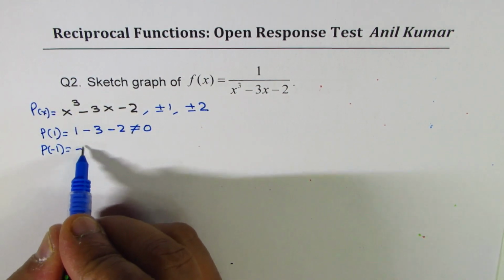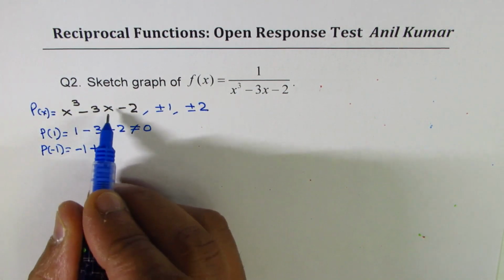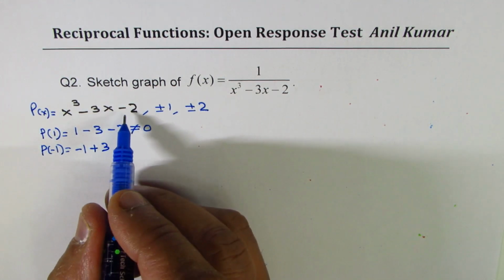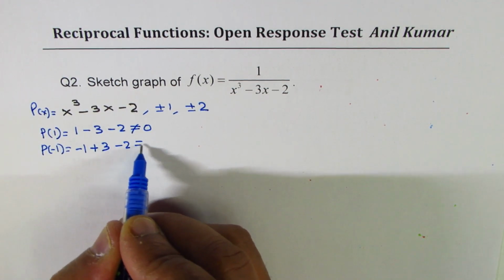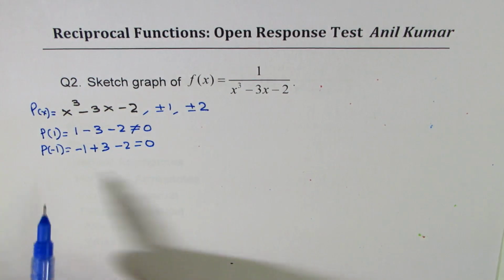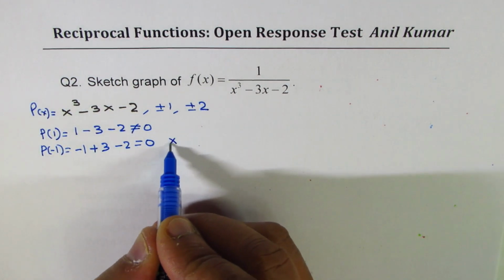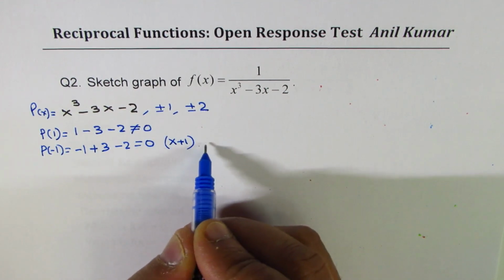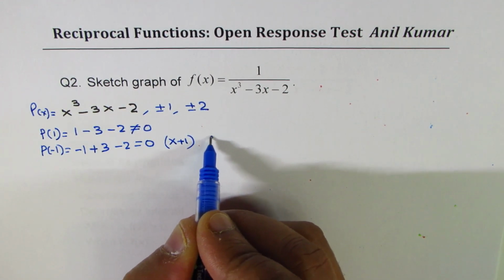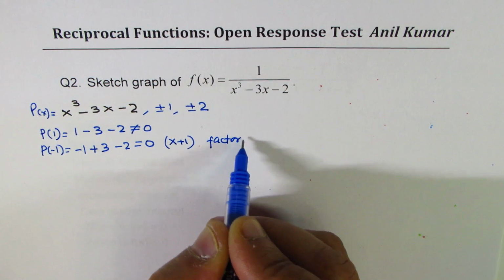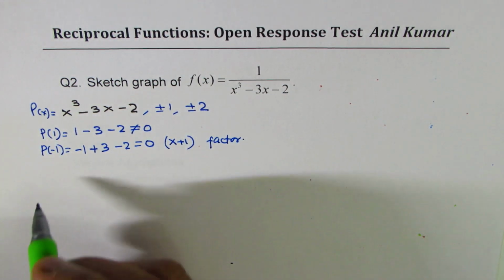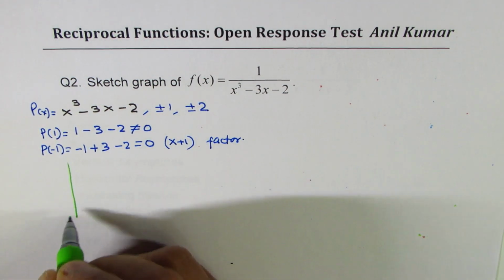Negative 1 cubed is negative 1. That makes it positive, right? 3. And this is negative 2. That is indeed equal to 0. So that means x plus 1 is a factor, right? So this means x plus 1 is a factor. Perfect. So let's do synthetic division and get other factors. That's the whole idea.